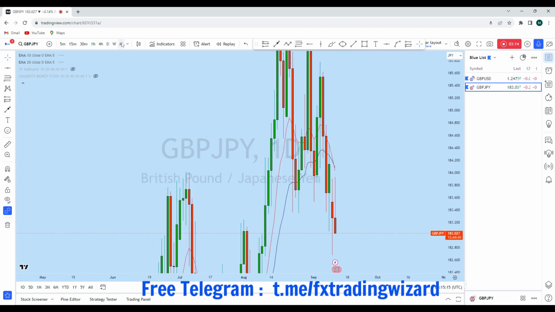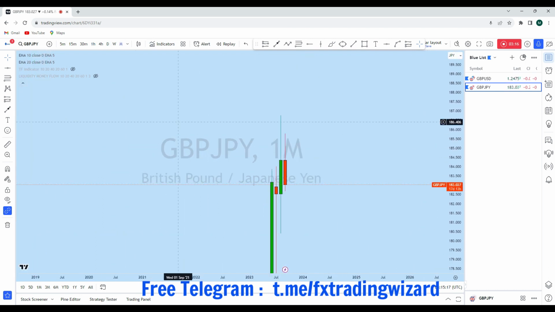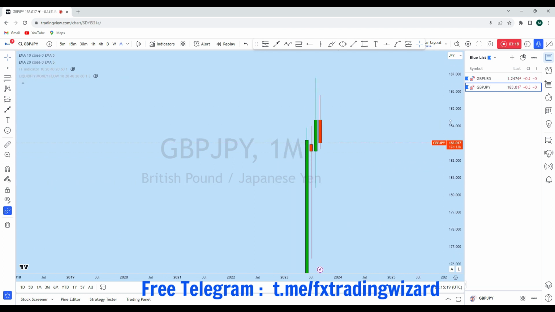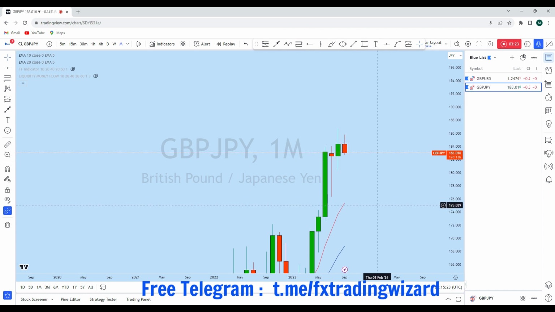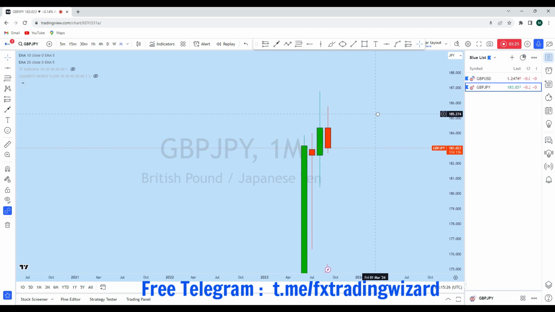Now looking at again monthly time frame. Now GJ on the monthly, we have seen that this is a long-term bullish market. Now previous month we have seen that GBP JPY has formed a monthly candle. Now we see that with this monthly candle there is a long wick at the top and also there is a long wick at the bottom.